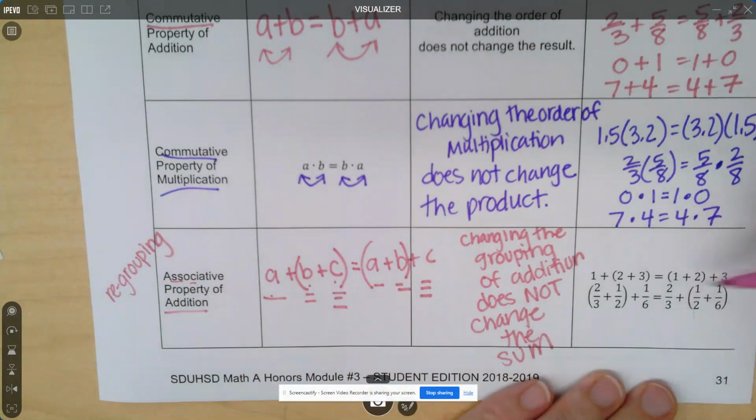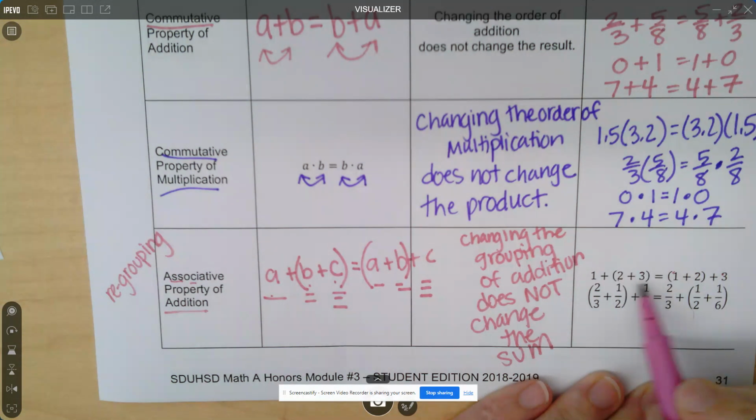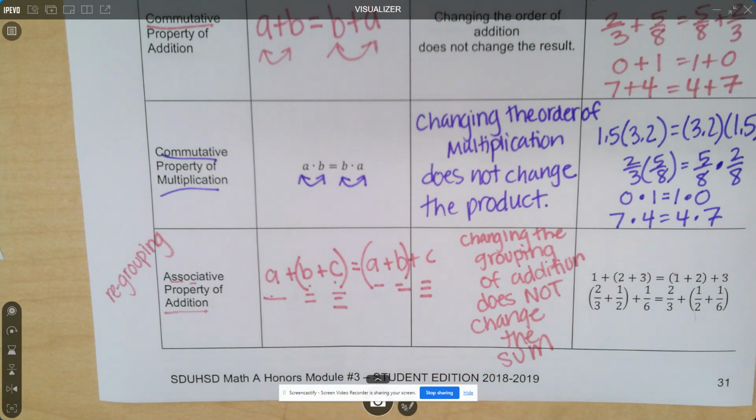Again, if you look at these examples, 1 plus 2 plus 3, 1 plus 2 plus 3, the only difference is that here we're going to add 2 and 3 first to get 5 and then add 1, where here we're going to add 1 and 2 first and then add 3. Both of them get us 6. So again, remember the numbers don't move, it's just the parentheses that move. Associative property has S's and C's. That's what moves those parentheses.